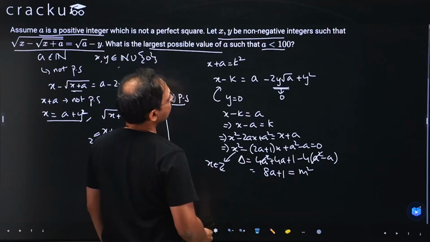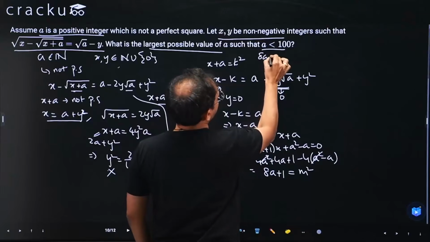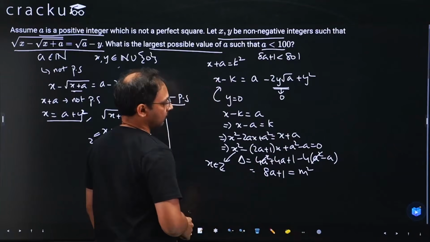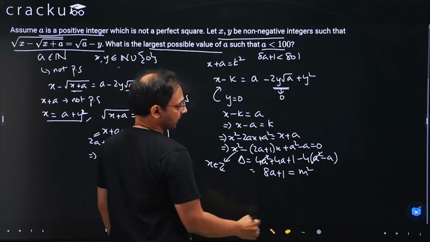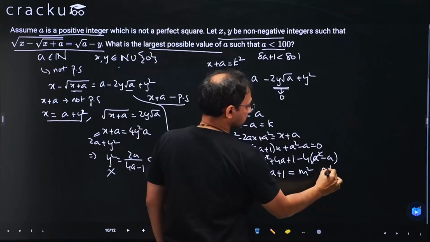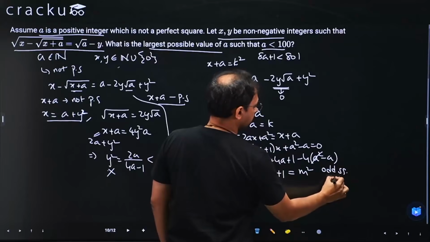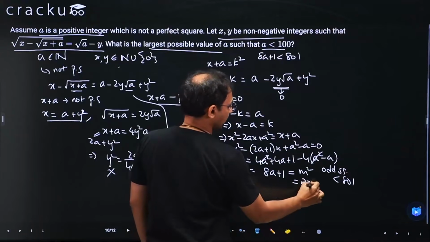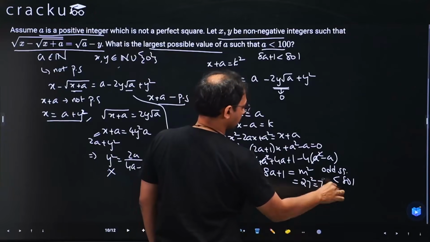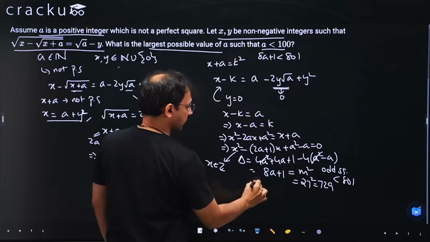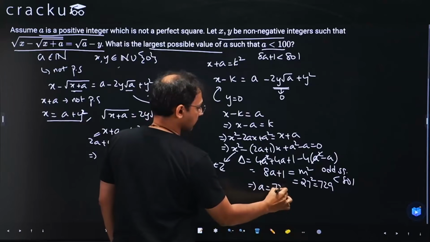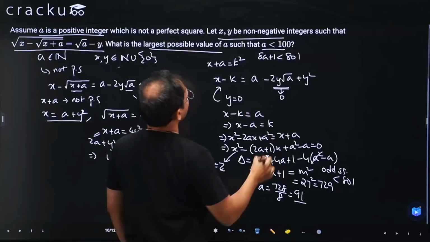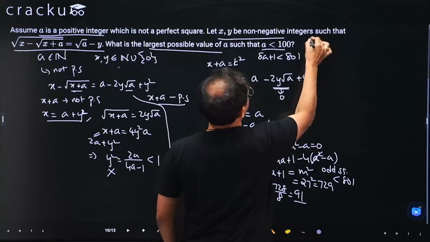What is the largest value of 8a plus 1? 8a plus 1 here will be maximum of 801, less than 801. And this is an odd number. So what is the largest odd perfect square less than 801? That will be 27 square, which is 729. So a will be 728 by 8 or 91. So the largest value of a is 91.